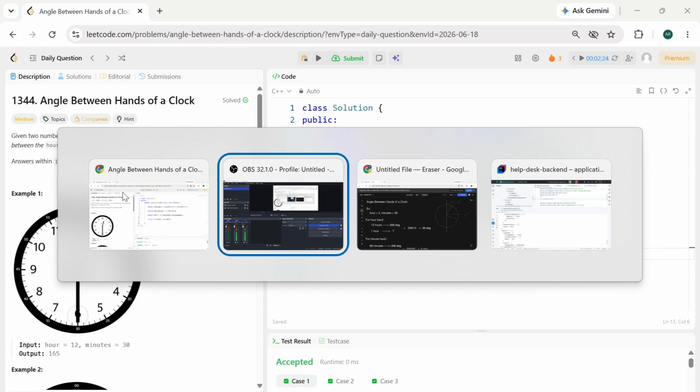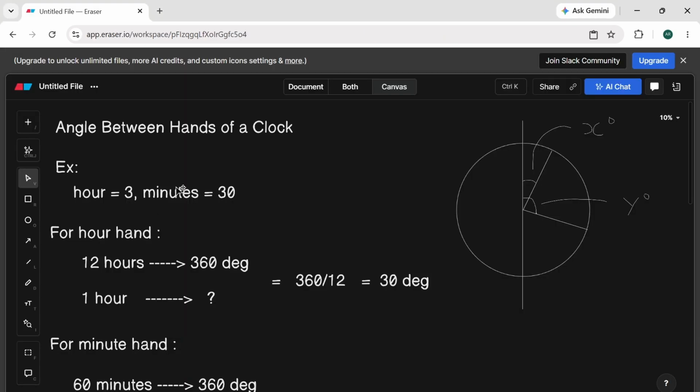So I'll explain to you this problem statement, right? Basically we are given the hour and the minute hand, and we need to find the smaller angle between the hour and the minute hand. So what is the basic thinking, what can we think? For example, consider this is a clock, and this one is an hour hand and this one is a minute hand, right?